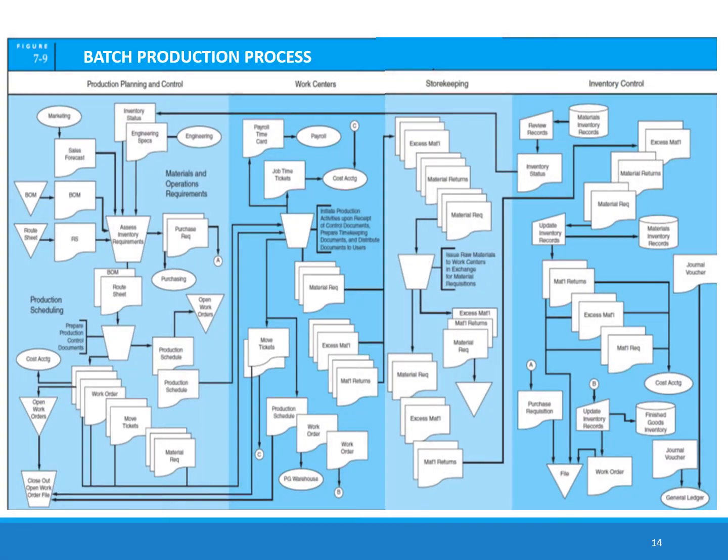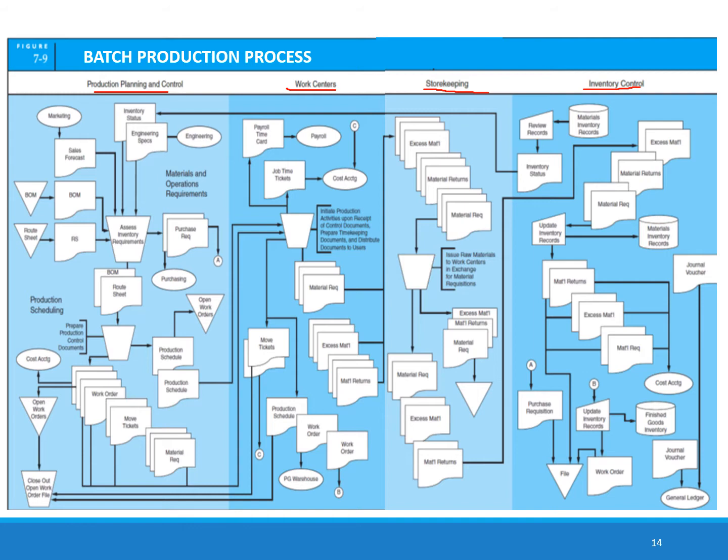Okay, here we have the batch production process. We can see here we have production planning and control, we have work centers, we have storekeeping, and we can call them the inventory controls. Storekeeping is the one who controls the materials. Okay, so it is quite complicated because there are too many documents, if you notice, because we are still in the conceptual system for the production, and that's why we have many manual processes and also many documents here and there.